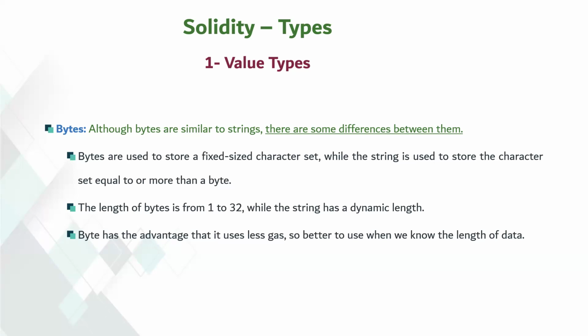Be careful about that. While both bytes and string can store character data, the key distinction lies in their length and storage behavior. The bytes type has a fixed length ranging from 1 to 32, whereas the string type has a dynamic length, allowing it to store a character set equal to or greater than a byte. One advantage of using bytes over a string is that it consumes less gas in Solidity.